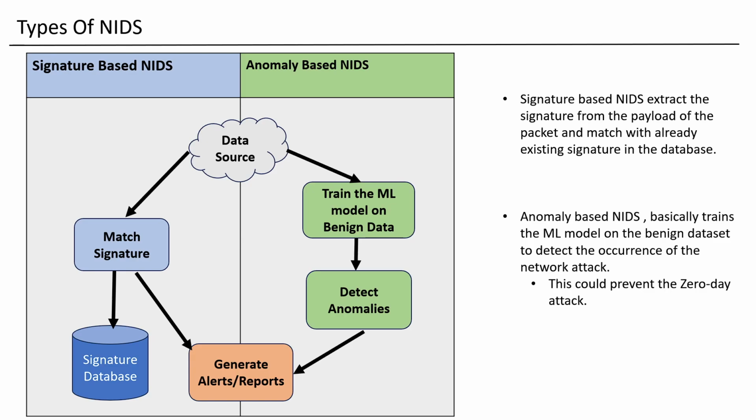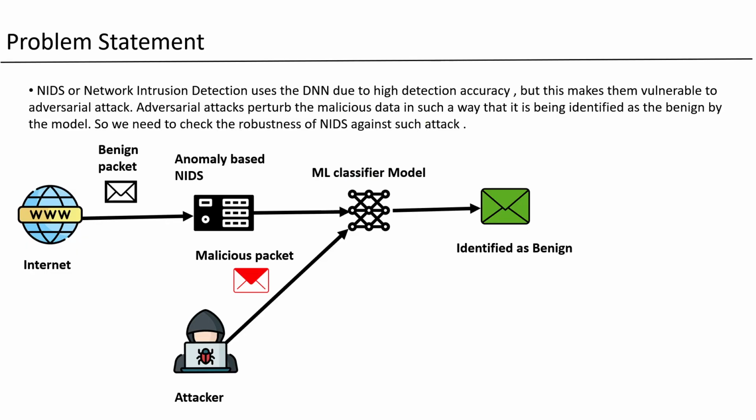The other kind of network intrusion detection system is an anomaly-based NIDS, which trains the ML model on benign datasets to detect the occurrence of a network attack. Anomaly-based NIDS could prevent zero-day attacks, and they are also safe against signature obfuscation. However, anomaly-based NIDS are prone to mimicry attacks, where an attacker modifies the attack features to make them similar to the benign features.